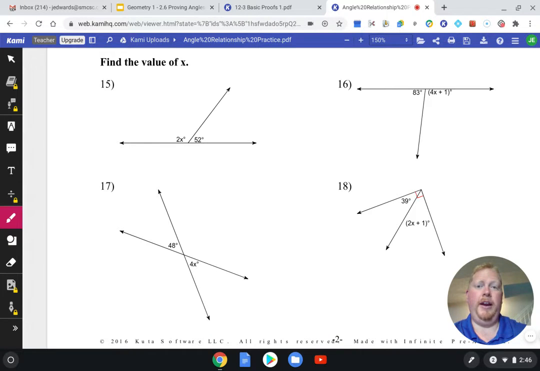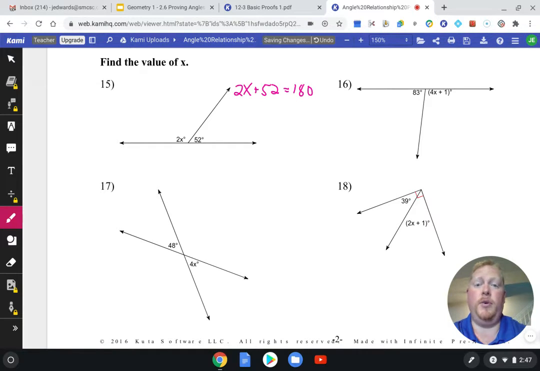So to use the linear pair and vertical angle theorems in an example like this, I want to show you how to set up an equation and solve for different angles. So here the directions say find the value of x. So what I can do on number 15 is I can say that because those two angles form a linear pair, again, they're two adjacent angles that make up a straight line, I know that they add up to 180. So I can say 2x plus 52 equals 180.